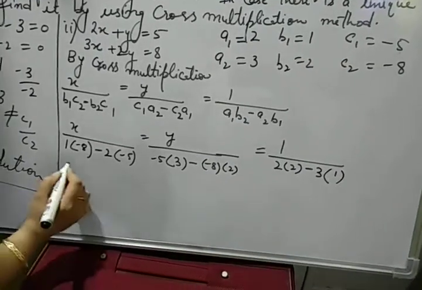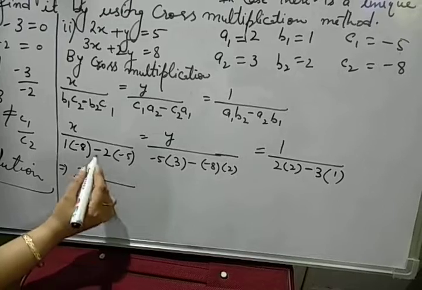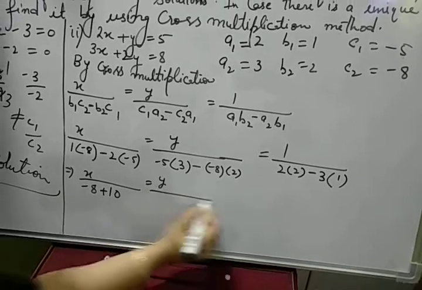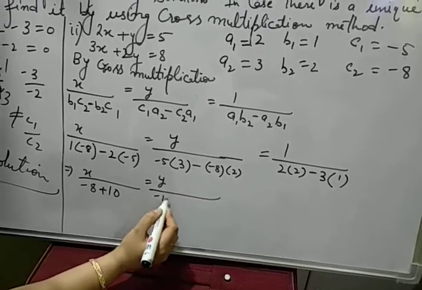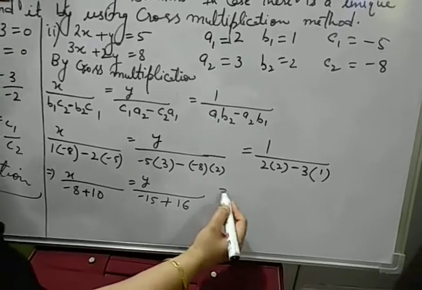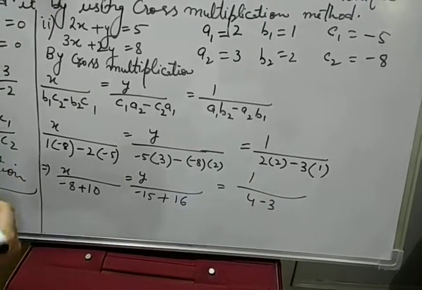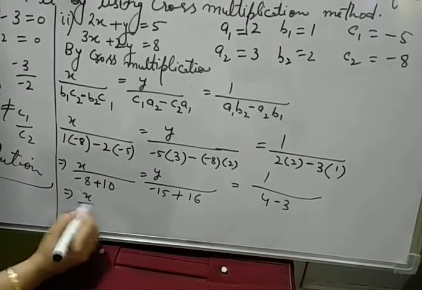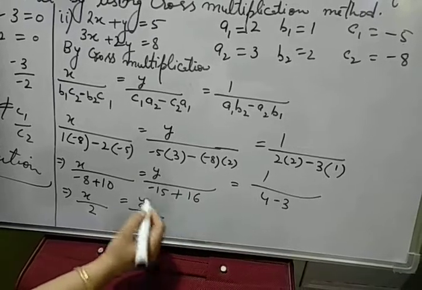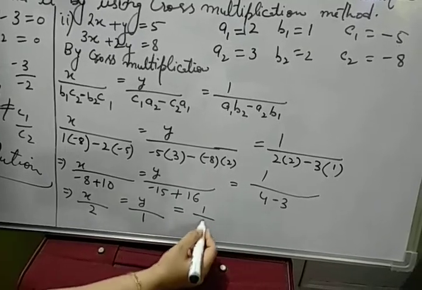Which implies x upon 1 into minus 8 minus minus plus 2 5s are 10 is equal to y upon minus 5 into 3 is minus 15, again minus minus plus 8 2s are 16, which is equal to 1 upon 2 2s are 4, 4 minus 3 1s are 3. Now we can say here x upon minus 10 minus 8 is 2, y upon minus 16 minus 15 is 1, 1 upon 4 minus 3 is 1.